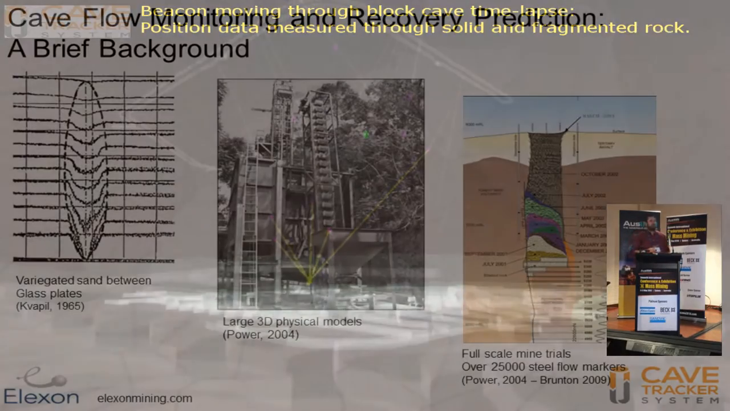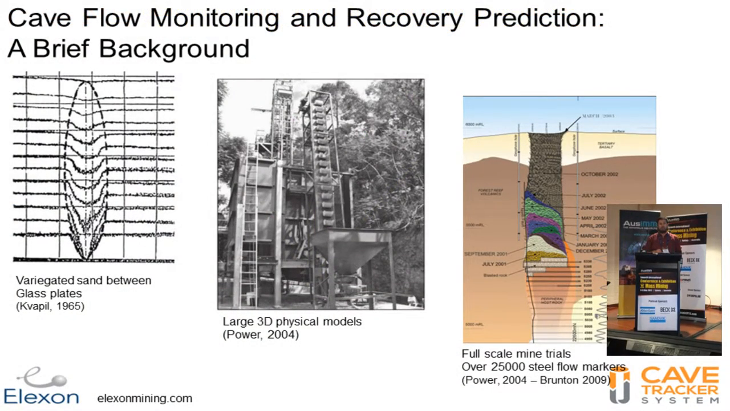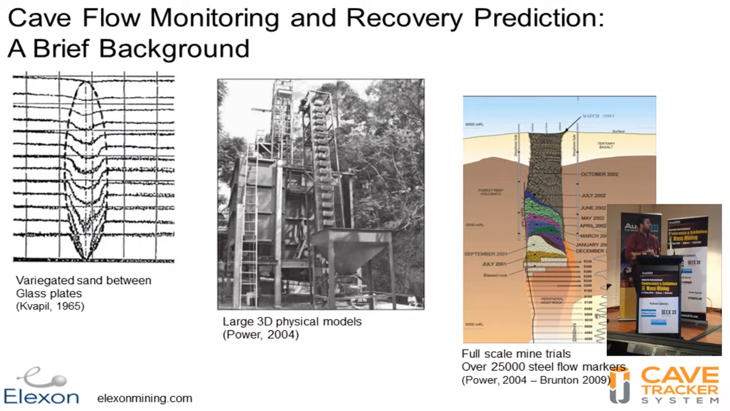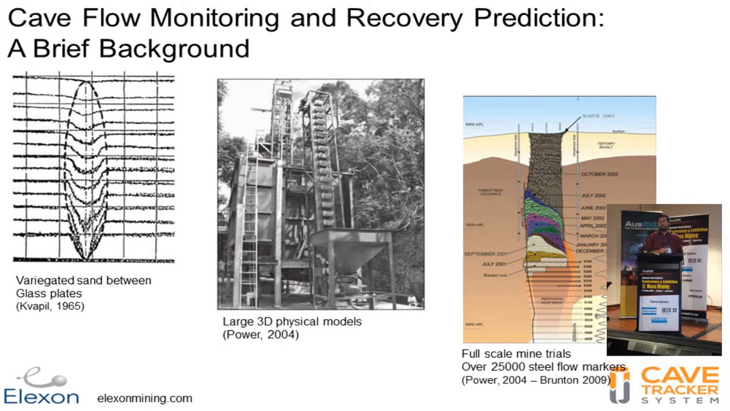Now, just a very brief history. A lot of people have been involved in measuring cave flow over the years, lots and lots of people. The studies have become bigger and bigger. Originally, sand models were used, sandwiched between glass, where sand was released from spigots at the bottom, and you could measure deformation in the structures. The models progressively got larger, and then larger still, actually embedding flow markers, steel flow markers, into complete mines. Perhaps the biggest study in history was done where 25,000 or more markers were put into Ridgeway Mine, and some of the gentlemen involved in that are sitting here right now.